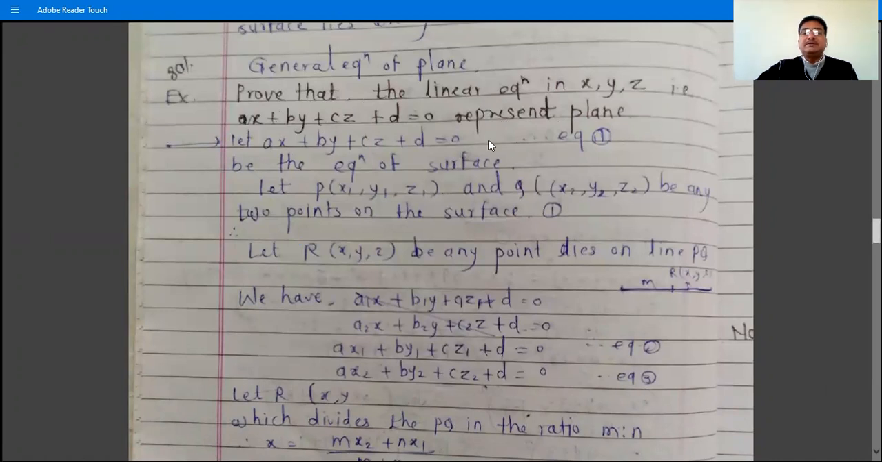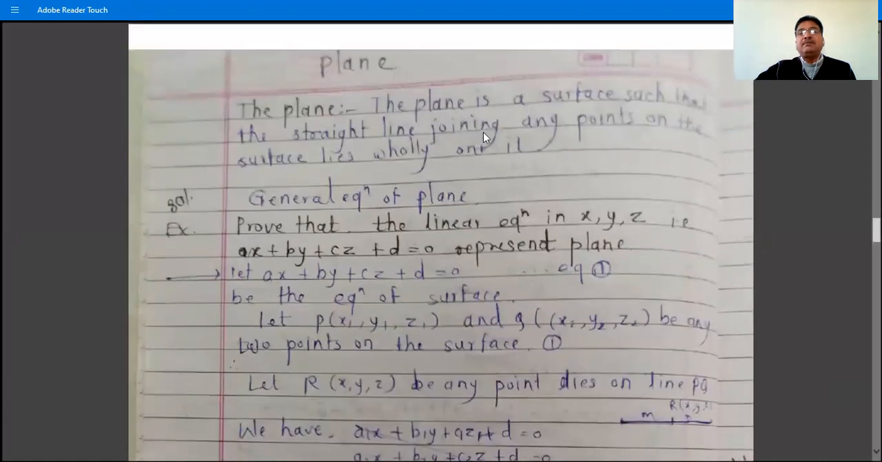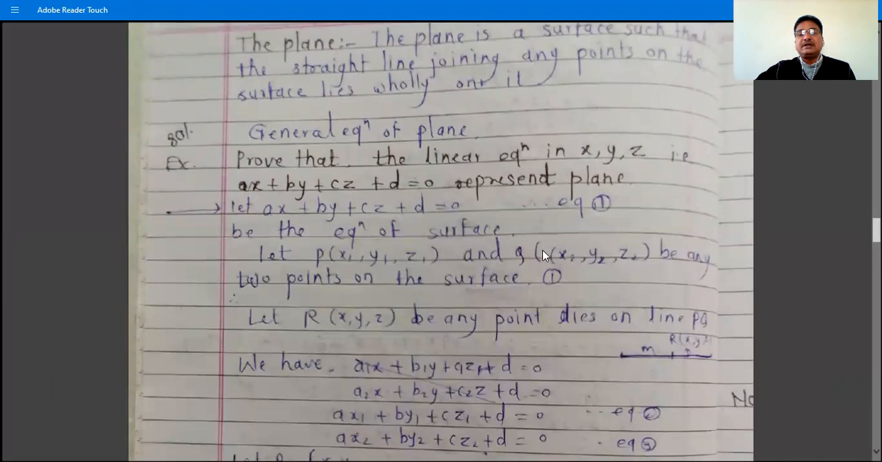So let ax plus by plus cz plus d equal to 0, numbering it as 1, be the equation of the surface. We have to prove that this is the equation of plane. So let P(x1, y1, z1) and Q(x2, y2, z2) be any two points on the surface 1. In order to show this equation represents a plane, we use the definition of plane. That is, when the surface is called a plane: if we take any two points on that surface, and if we join the two points by a straight line, and if the whole line lies on the surface, then we say the surface is a plane.